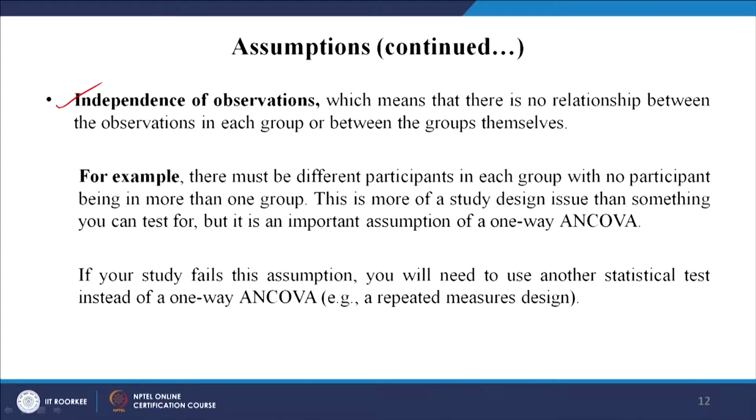If you want to repeat, then there is another kind of method called the repeated measures ANOVA or repeated measures ANCOVA. This is more of a study design issue than something you can test for, but it is an important assumption of one way ANCOVA. If your study fails this assumption, you will need to use another statistical test instead of a one way ANCOVA, called a repeated measures design. Repeated measures, as the word suggests, means you are repeating the respondent, the sample.